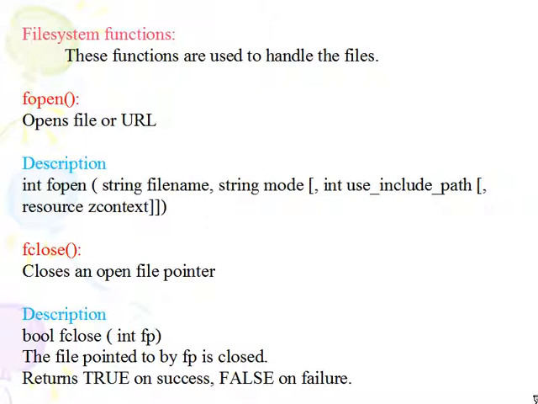When the file is opened in read mode, it is only used to read the contents from the file. When the file is opened in write mode, we can add some data into the file. If the file is opened in append mode, we can open an existing file and we can add some extra data into the file. The next function is fclose. It is used to close the file which was opened by the above function.